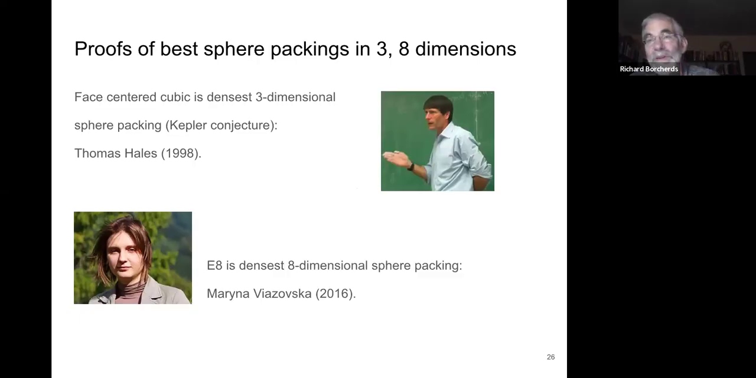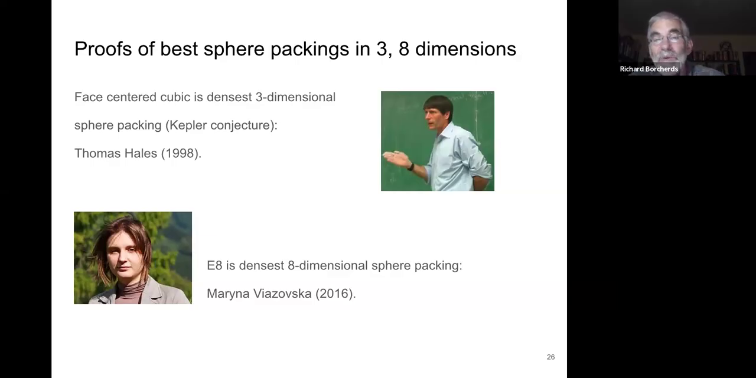So the proofs in 3 and 8 dimensions: well, the 3-dimensional proof was done a few years ago by Thomas Hales. And his proof is billions of lines long. It requires computer calculations that have to consider billions of different cases. So this is an example of a proof that is far longer than the classification of sporadic groups, but it's not a human-generated proof. It was generated by a computer.